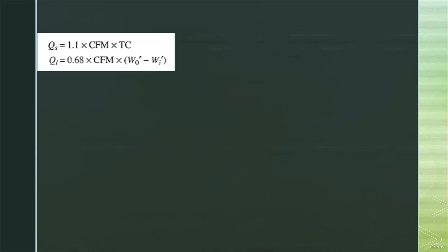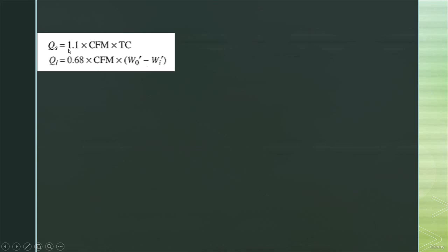So now here you see how we can calculate the cooling load for ventilation. We have two loads here, QS and QL. QS represents the sensible cooling load, and QL is the latent cooling load, which relates to the moisture content in air.